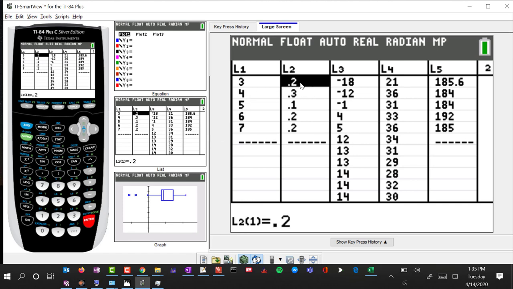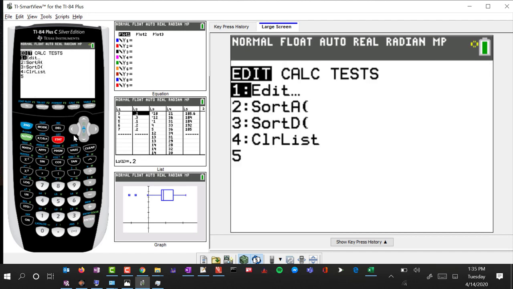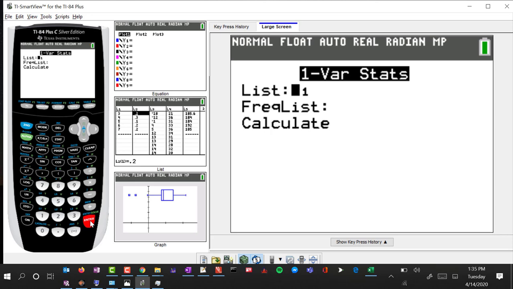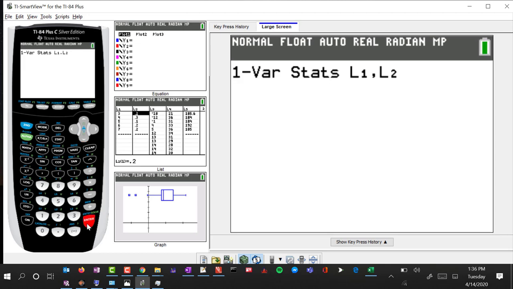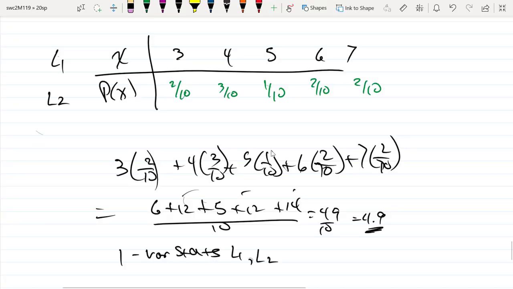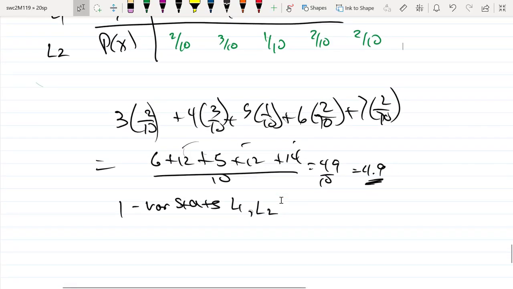So now I have list 1, and then I have the frequency. 3 occurred 2 tenths of the time, 4 occurred 3 tenths. And now if I go into my calculator, do my calc, 1 var stats, and list 1, and then list 2 is now the frequency list. Don't put a 2 there, but you actually say second 2 to indicate a list. And when you do list 1 and list 2, we get a mean of 4.9. And once again, we get a standard deviation of 1.45. So it gives us the correct mean of 4.9 by using our calculator.